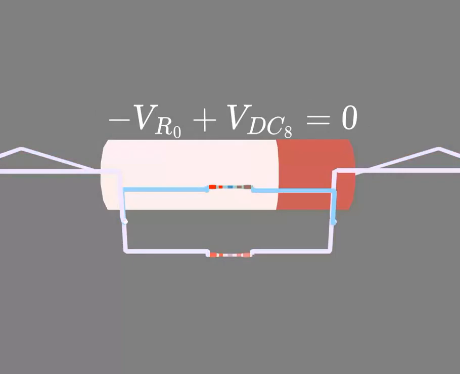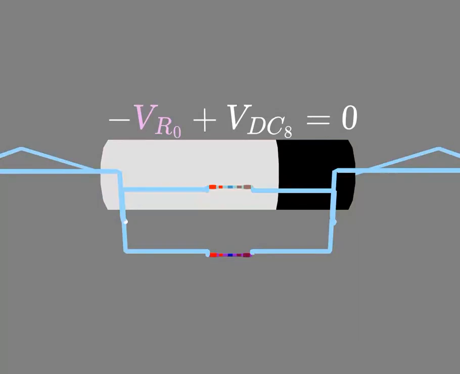The following formula is derived from Kirchhoff voltage law, based on these circuit elements. This resistor, with identity number 0, produces this highlighted variable. The highlighted variable is associated with this battery, identity number 8.